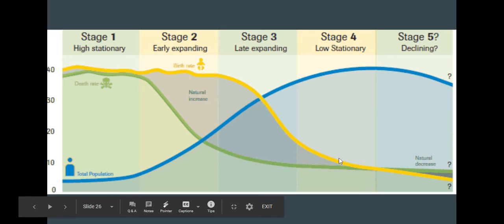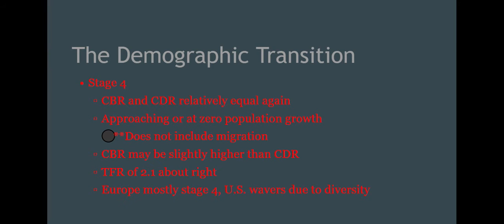Death rates stay low, so you don't have to worry about a big drop in population right off the bat. But these are some troubling signs here. So stage 4 is where the amount of kids being born equals the amount of deaths in the country roughly. There's definitely some warning signs now.